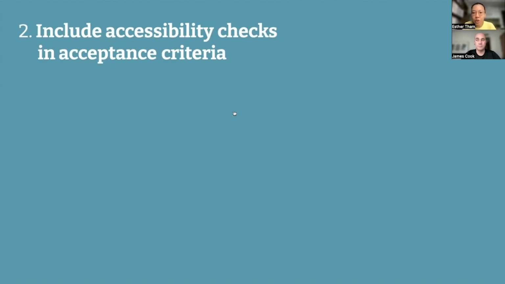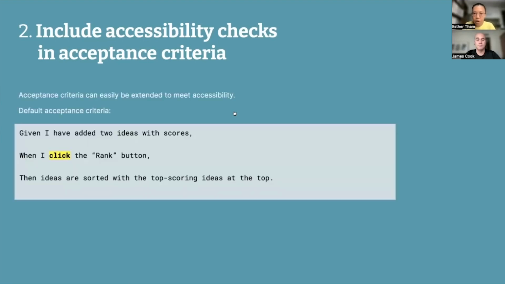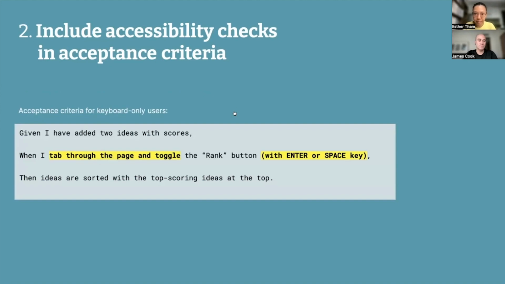Because we write user stories limited to the default interaction pattern of being able to use the mouse and see the screen, acceptance criteria can easily be extended to comply with accessibility criteria. For example, in this acceptance criteria, the action click refers to the ability of using a mouse. You can add a second acceptance criteria for the same thing, just for keyboard-only users, by navigating using the tab key.